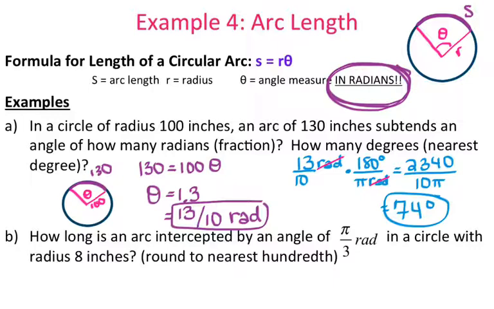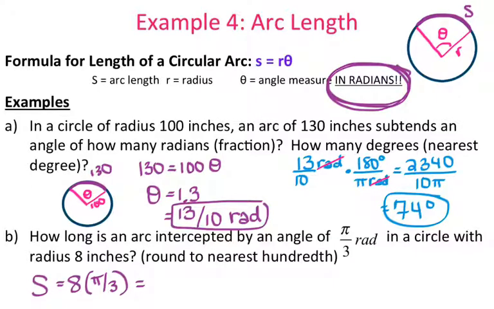For letter B, how long is an arc intercepted by an angle of pi over 3 radians in a circle with a radius of 8 inches? So I'm trying to find my arc length, but I do know the radius is 8, and I also know the angle is pi over 3. Now your angle measurement does have to be in radians, and pi over 3 is in radians, so we're good to go. So I'm going to take that expression and plug it into my calculator.